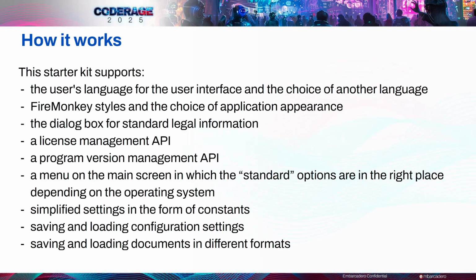When you press F1 or go into the corresponding menus, there's license and version management for the program in the form of an API, a menu on the main form, that puts the options in the right place depending on the operating system, especially dialog boxes and preferences on Mac, which are not usually in the same place as on Windows. And simplified project configuration in the form of constants, saving and loading of settings, saving and loading of documents, no matter what type of documents you use.